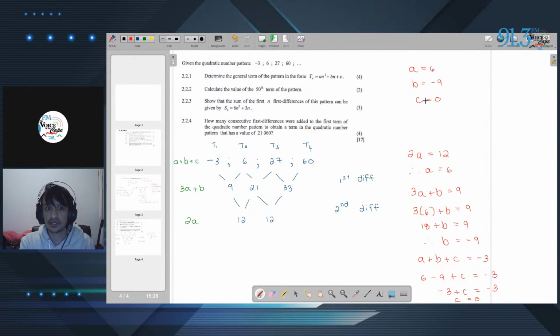Now what do we do with these? Well, it's fairly simple. They give us the general formula. So all we do is where we see A, we substitute the A value. Where we see B, we substitute the B value. And where we see C, we substitute the C value. So therefore the general formula for this is going to be Tn equals 6n squared minus 9n plus 0. And our final answer is 6n squared minus 9n. And that there is the general formula for this quadratic number pattern. Okay, so now we have the general formula. So let me just clear this off.